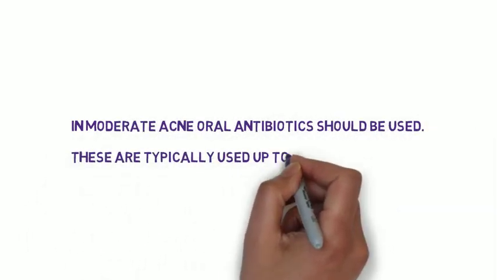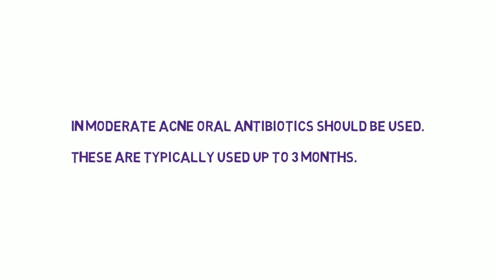In moderate acne, oral antibiotics should be used. These are typically used up to 3 months, and the antibiotics of choice are tetracyclines. Minocycline is not used now due to the potential of irreversible skin pigmentation. If oral antibiotics are given for moderate acne, you should always co-prescribe a topical retinoid or benzoyl peroxide to reduce antibiotic resistance. Females can also be given an oral contraceptive pill for moderate acne.